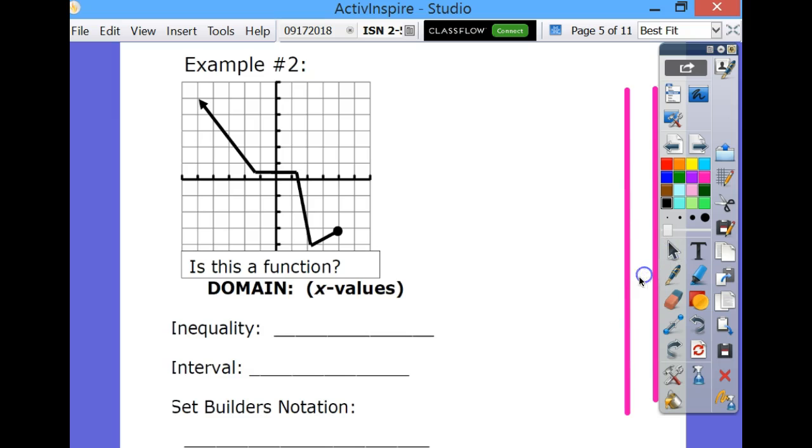Example number 2. So, here is my vertical line test. Vertical line goes up and down. When I put my vertical line on the graph, it crosses the graph 1 time. Is there anywhere I can put this so that it crosses the graph more than 1 time? Every place that I put my vertical line, it crosses the graph only 1 time, so yes, this is a function.